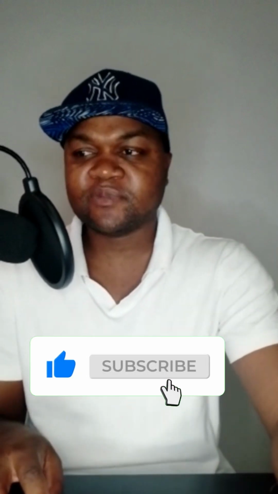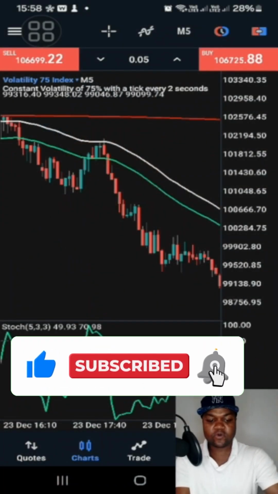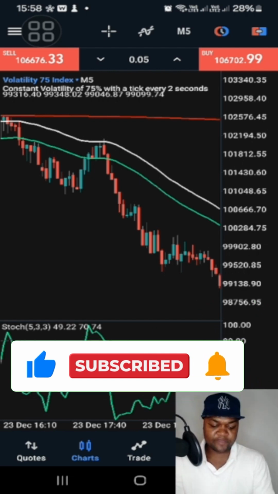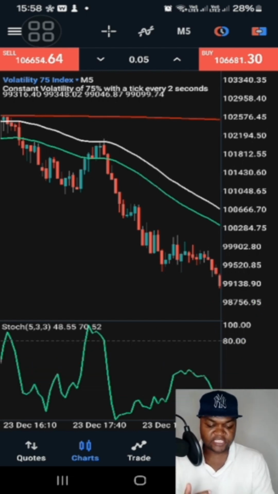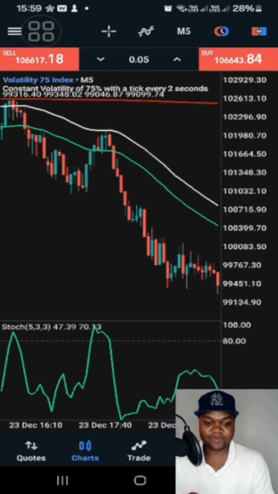Okay, without wasting much of your time, guys, let's quickly look at how this strategy works. So we have these indicators on this chart. For you not to miss any important information, watch this video up to the end. I'm going to share the settings for this particular strategy.